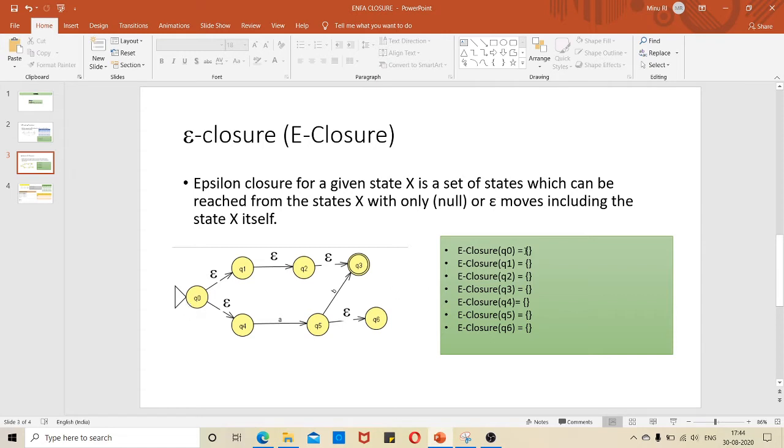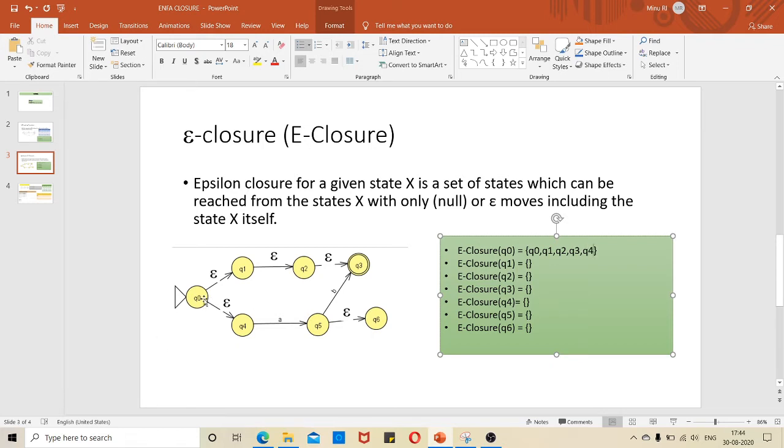Epsilon closure of Q0 is equivalent to, usually the epsilon closure of any state will include the state itself. So first we write Q0. Then from Q0 it's going to Q1, so Q1. Then from Q1 it goes to Q2, so Q2. Then from Q2 it goes to Q3, so Q3. And also from Q1 it goes to Q4, so we can't miss this also. So comma Q4.